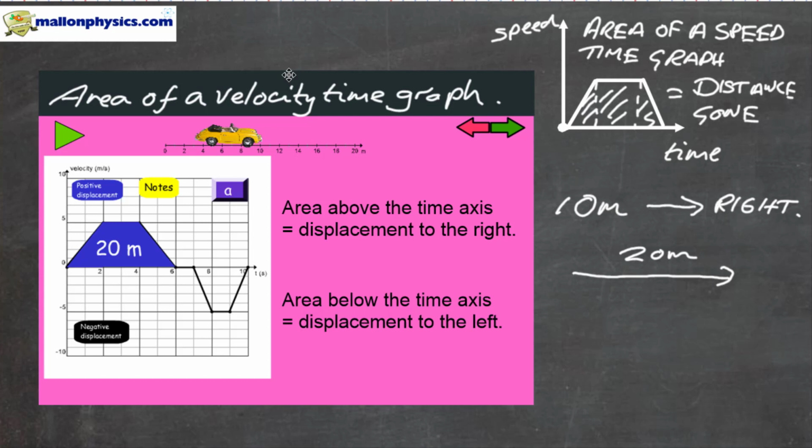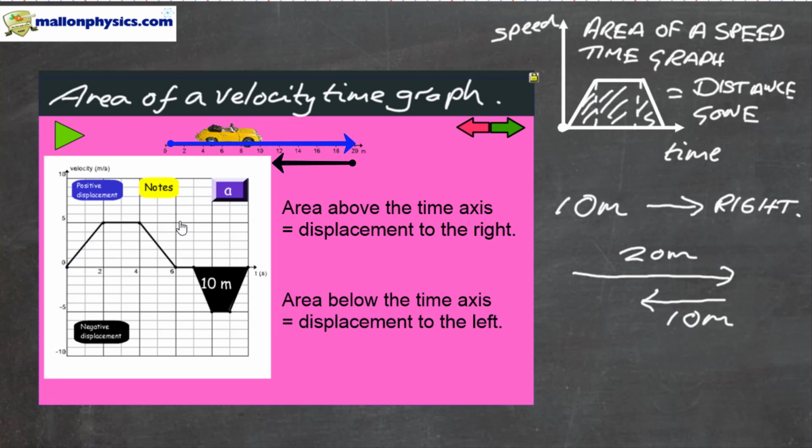Now in the second part of the journey, after its initial little stop, it went back the way, and its displacement back the way was 10 meters. We work out that area. So the vector representing that would be 10 meters back the way. So here we have the top area, which represents displacement going forward to the right, 20 meters to the right, followed by 10 meters back to the left. So the resultant displacement of that car is going to be 10 meters to the right, which is what we've got up here.